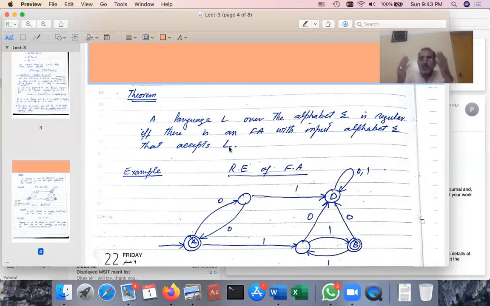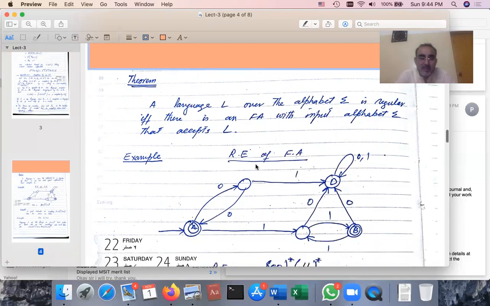So we have seen this already in the previous lecture, that a language L is regular if there is an existence of an FA for that language. So this is the same definition, nothing else. So now the example.